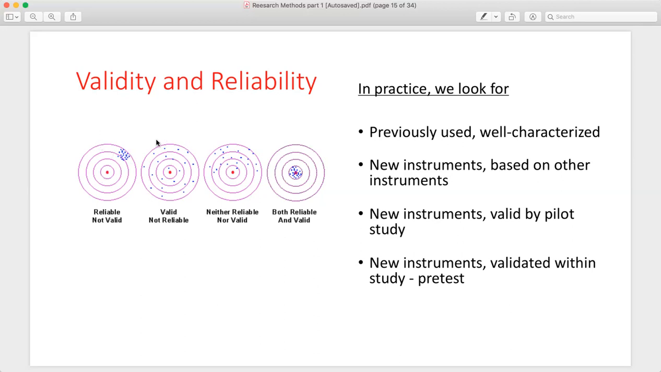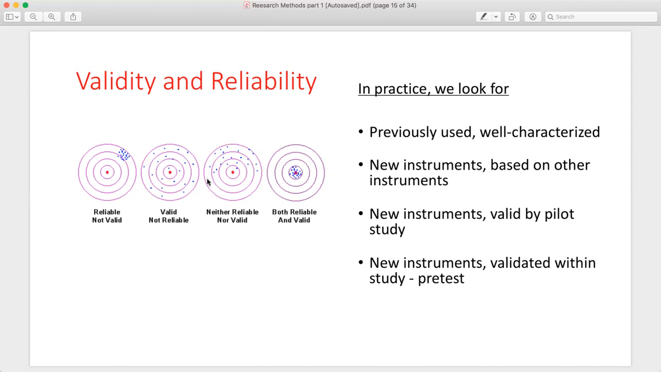The second picture is valid and not reliable. You can see that every time we are measuring, it is somewhere around this whole circle. And then one time we also measured very close to this red circle. So our instrument may be valid. Sometimes it may be valid, but it is not reliable.